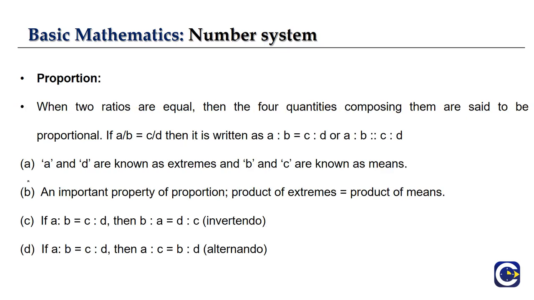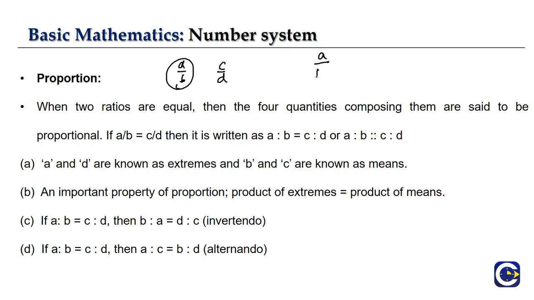And the next we have is proportion. So when two ratios are equal, so we know what a ratio is, right? Let it be a by b, so this is a ratio, and c by d, this is also a ratio. When any two ratios are equal, then the four quantities composing them are said to be proportional, right?